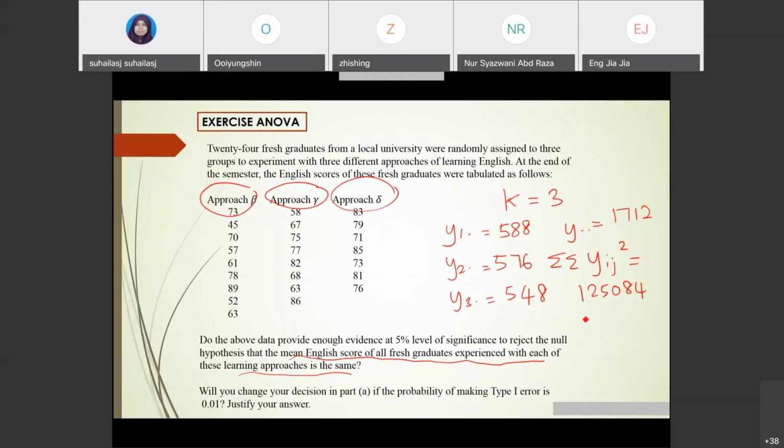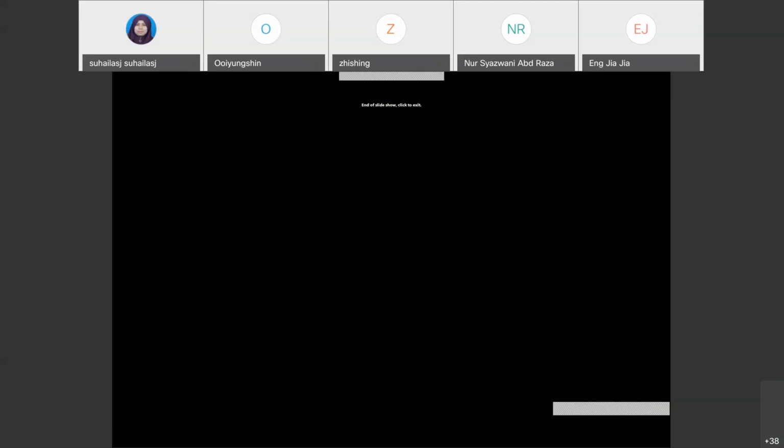Okay, so now write your hypotheses. What is your null hypothesis and what is your alternative hypothesis? We want to compare three treatments, whether they are the same or not.